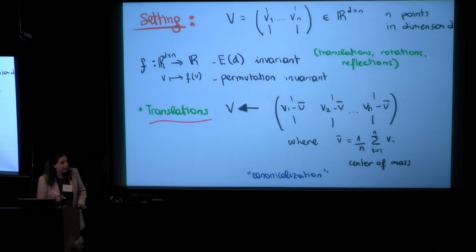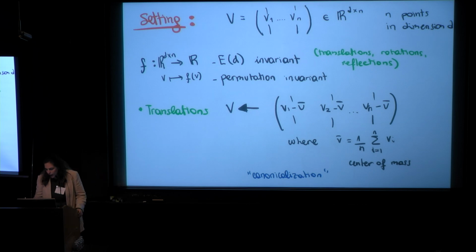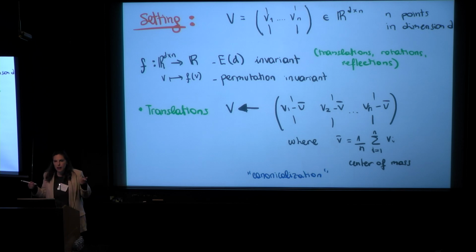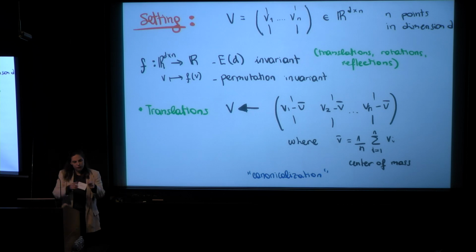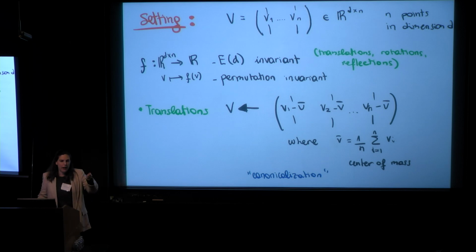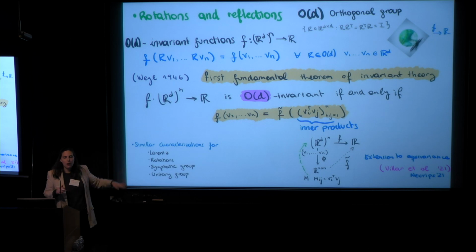So in order to handle the translations, what one can do is take your point cloud and subtract the center of mass. That gives you one representative in the orbit of all possible translations of these point clouds. It's something that in equivariant machine learning is known as canonicalization. That allows me to identify one point per orbit in this space, and allows me to write a function that is invariant. After we mod out by the translations, we can look at the orthogonal transformations.